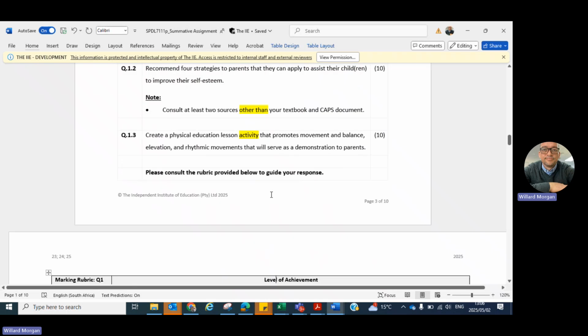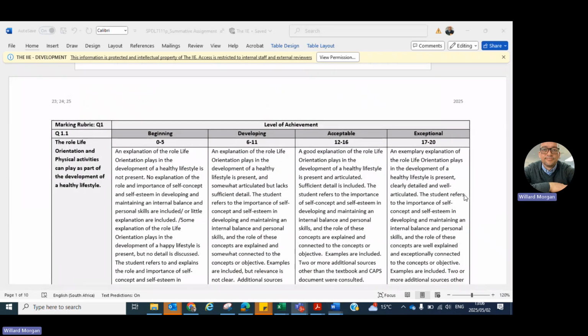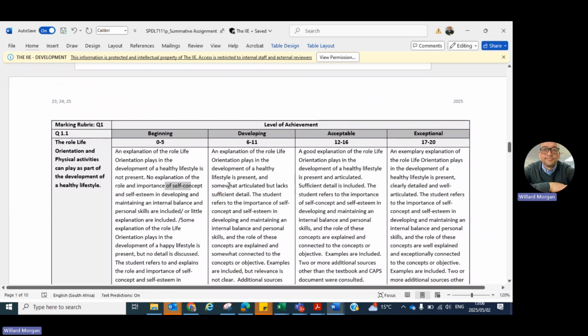Sorry about that pause. Let's go down to the rubric. I don't look at these columns, just so you know. Those don't interest me. So this is what we're looking at. An explanation of the whole life orientation plays. It's giving you your subheadings right here. Do you make reference to self-concept and self-esteem as a means of developing and maintaining internal balance, etc.? Are these concepts well explained?